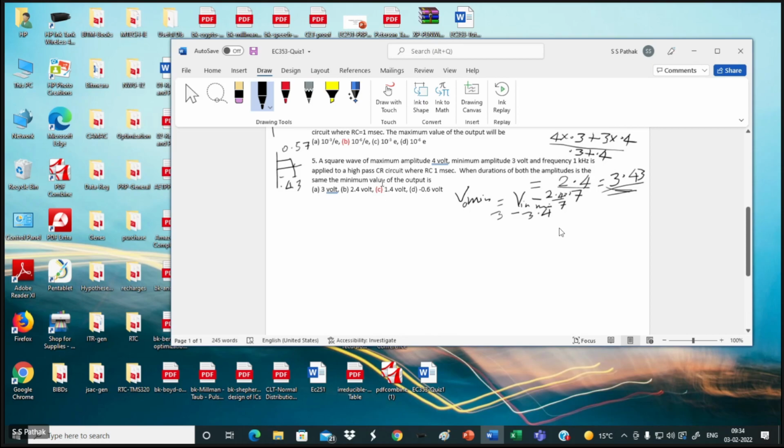Okay, applied to high pass CR circuit where RC is 1 millisecond. When durations of both the amplitudes are the same, naturally a square wave, it is a symmetric square wave, so I can say it is the same. The minimum value of the output is what? Again the similar thing, similar question I have asked here also. 4 volt and 3 volt. Okay, so what is the DC?